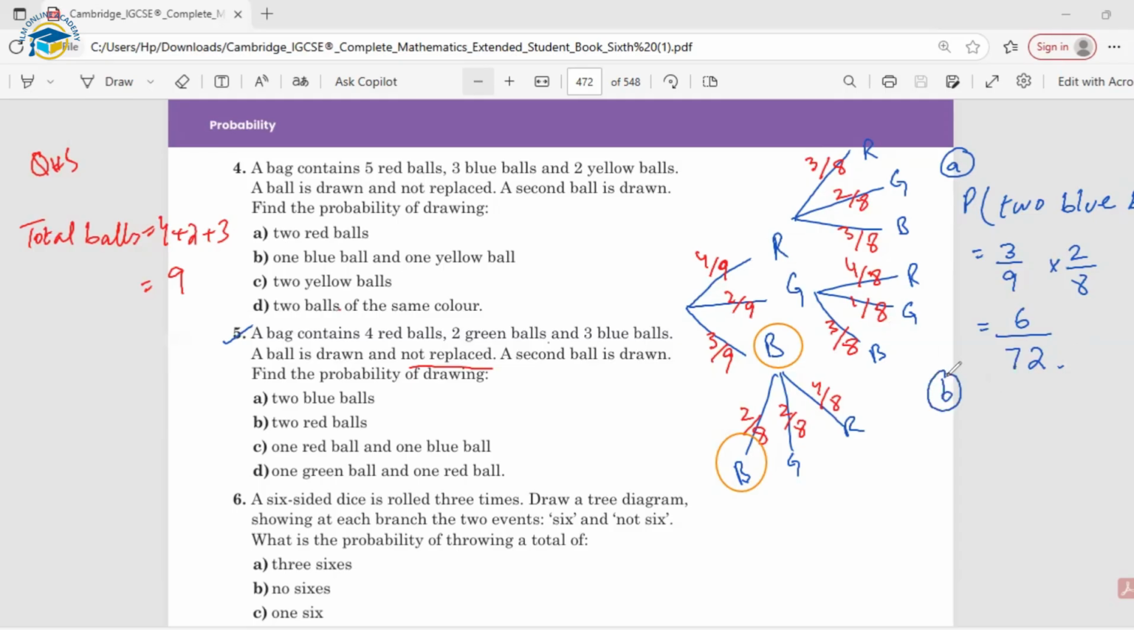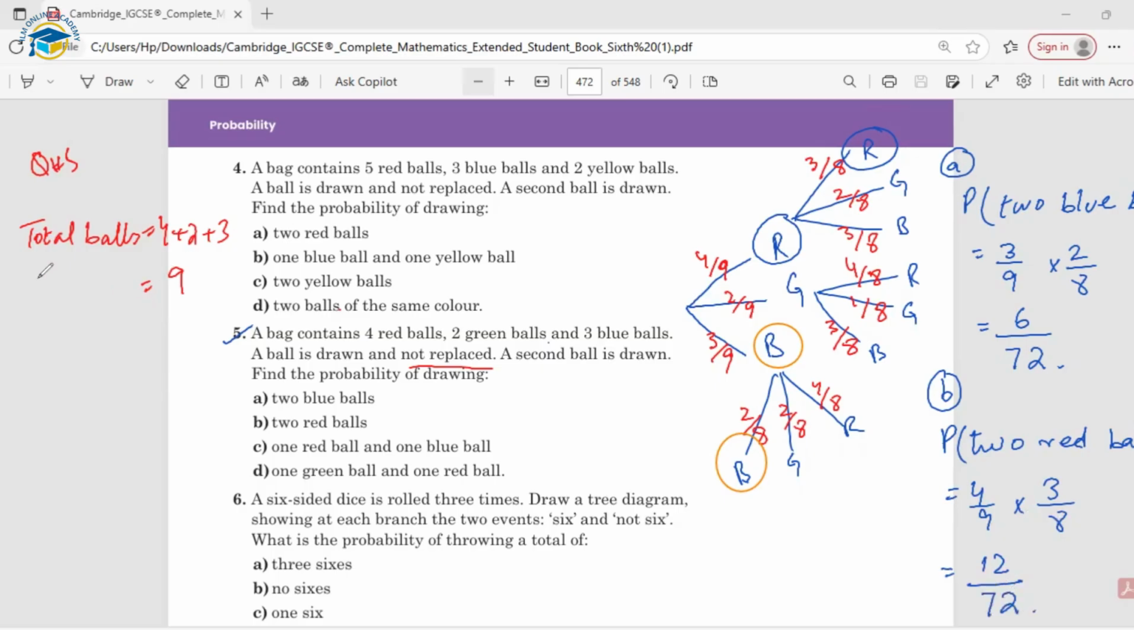Next, the B part. What they are giving in this? Probability of 2 red balls. So one red ball probability at the start is this, second is this. So 4 over 9 times 3 over 8. 4 times 3 is 12. 9 times 8 will be 72.